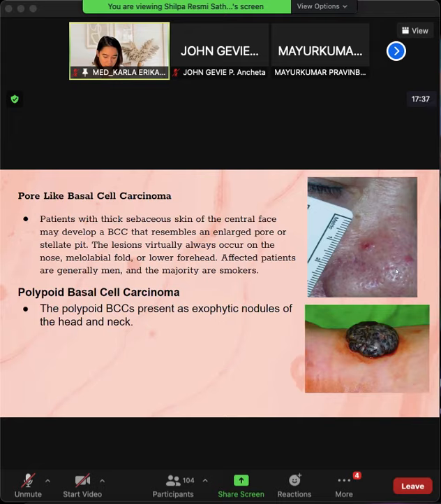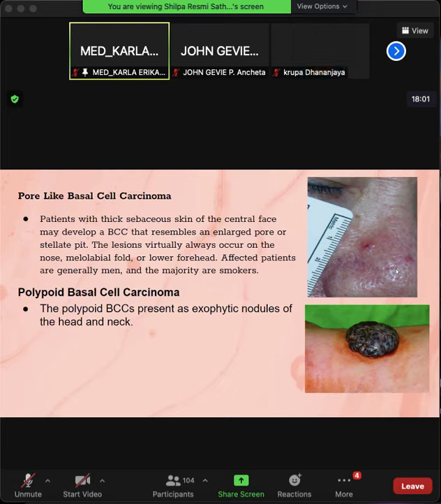So, pore-like basal cell carcinoma. Patients with thick sebaceous skin of the central face may develop a BCC that resembles an enlarged pore or stellate pit. The lesions virtually always occur on the nose, nasolabial fold, or lower forehead. Affected patients are generally men, and the majority are smokers. So, polypoid basal cell carcinoma. The polypoid BCC presents as exophytic nodules of the head and neck. Next slide, please.